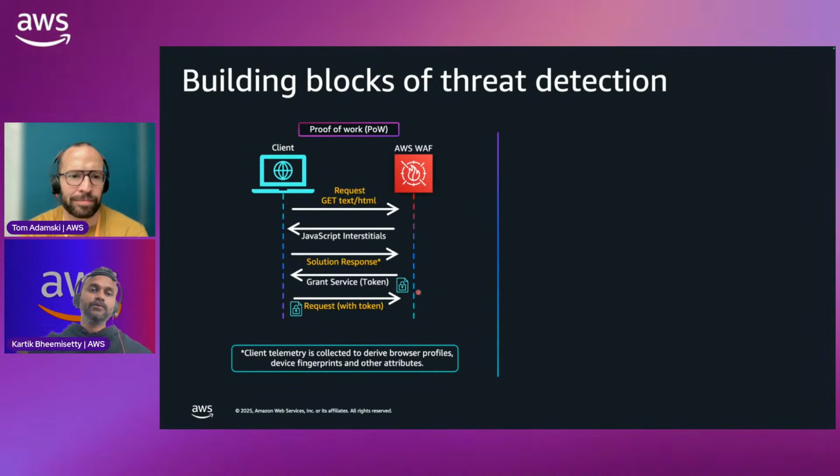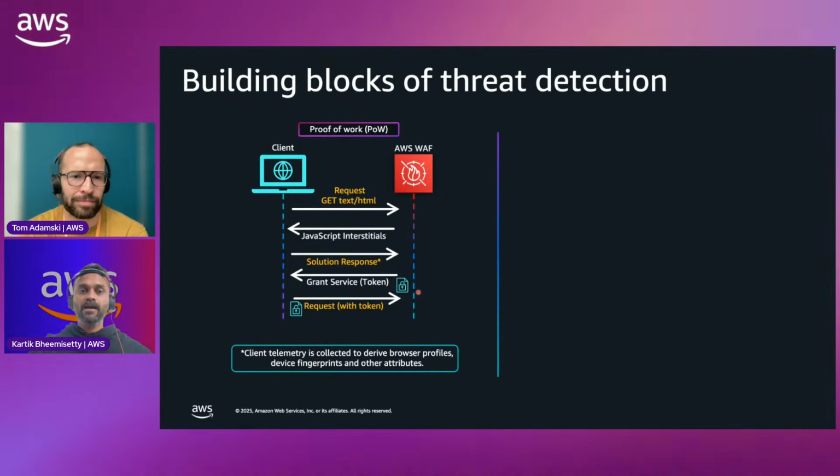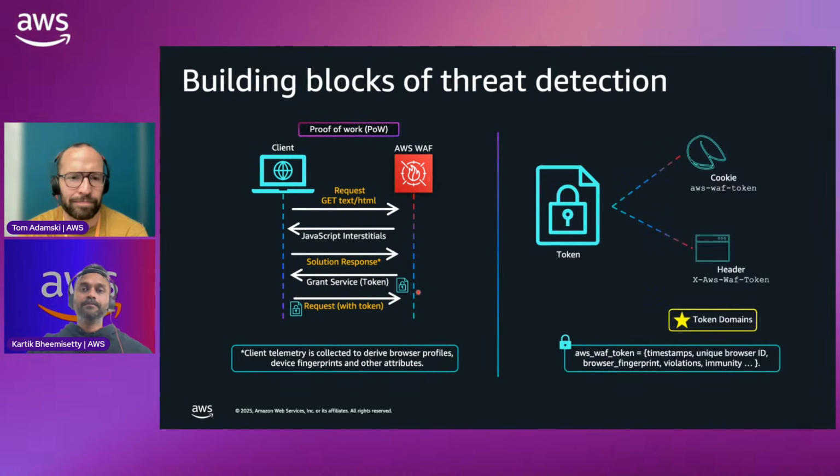Then the client adds the token to the request and sends the request back. WAF looks at the token to see if it is valid and not expired, and if it matches the domain name that the client is trying to access. If so, it's going to allow that particular traffic.